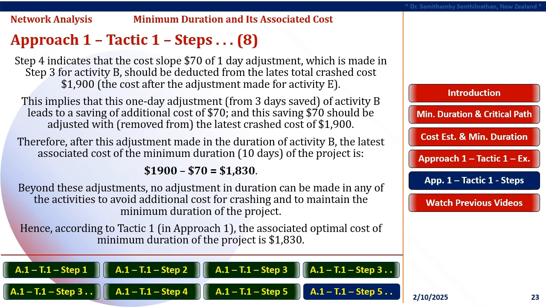$1,830. Beyond these adjustments, no adjustment in duration can be made in any of the activities to avoid additional cost for crashing and to maintain the minimum duration of the project. Hence, according to Tactic 1 in Approach 1, the associated optimal cost of minimum duration of the project is $1,830.